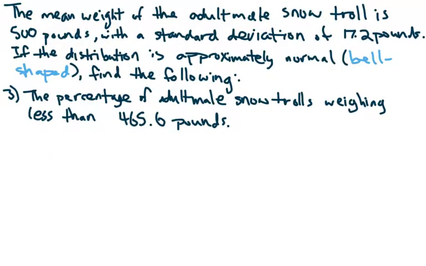Okay, question 3. The mean weight of the adult male snow troll is 500 pounds with a standard deviation of 17.2 pounds. If the distribution is approximately normal, bell-shaped, find the following. The percentage of adult male snow trolls weighing less than 465.6 pounds. Again, with just the empirical rule to work with, we have to assume that this number is going to be one of the mu plus or minus sigmas, because we don't have anything else to work with. Later we will, but now we don't.